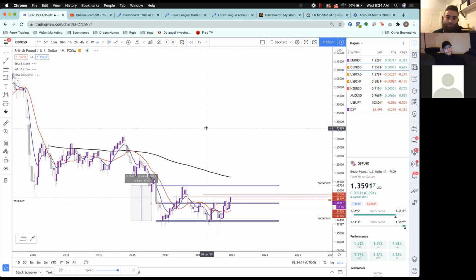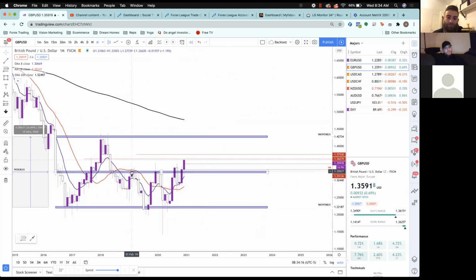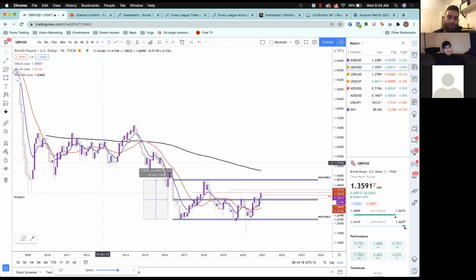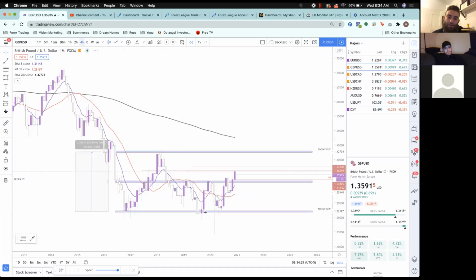Up to the monthly time frame, this level hadn't been broken in quite some time. You can see ever since Brexit actually happened, this thing fell really aggressively, came back up, fell again. Now we're finding some bulls coming in. So we'll see with this one.